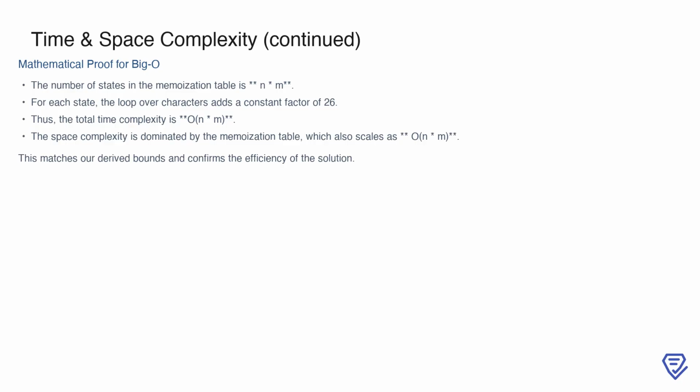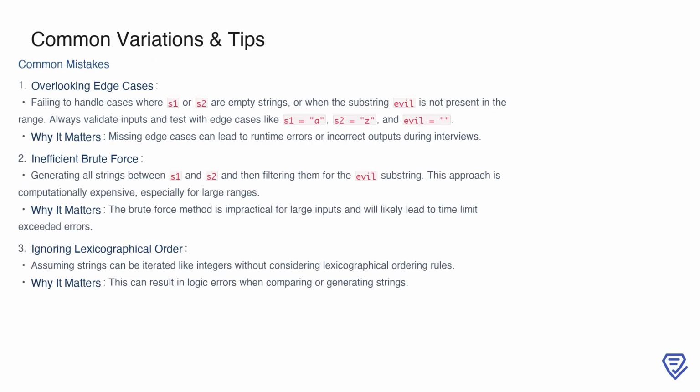When working on this problem, there are a few common mistakes to watch out for. First, overlooking edge cases can be a critical error. For example, failing to handle scenarios where either S1 or S2 are empty strings, or when the evil substring is not present in the range, can lead to runtime errors or incorrect outputs. Testing with edge cases such as S1 equals A, S2 equals Z, or evil equals empty ensures your solution is robust.